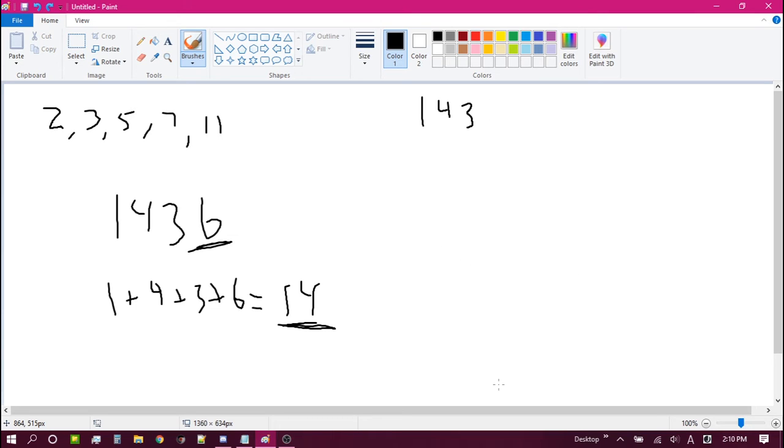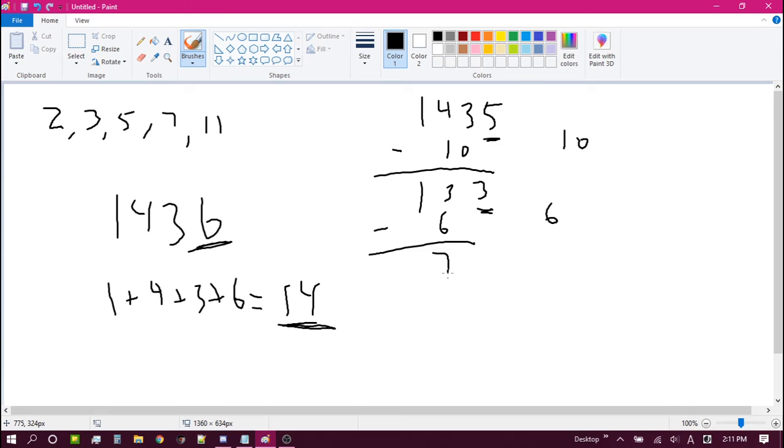But what if I have 1435? Well, 5 times 2 is 10, so we do 143 minus 10, 133. If you don't know 133, then you do 3 times 2 is 6, so you subtract 6, and you get 7. 7 is divisible by 7, and so 1435 is divisible by 7, and indeed it is, because this is 7 times 205.